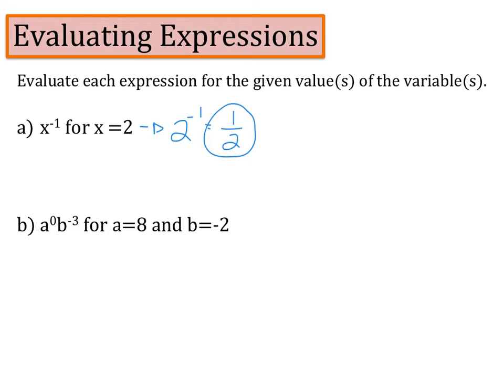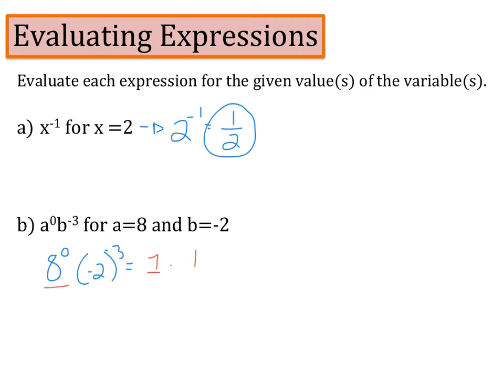Alright, for expression b, we have a raised to the 0 and b raised to the negative 3. We're told that a equals 8 and b equals negative 2. Technically, it doesn't matter what a equals as long as it's not 0, because anything raised to 0 is just going to be 1. So if we have 8 raised to 0 and b is negative 2, the 8 raised to 0 is going to become 1. And then we have negative 2 raised to the negative 3.